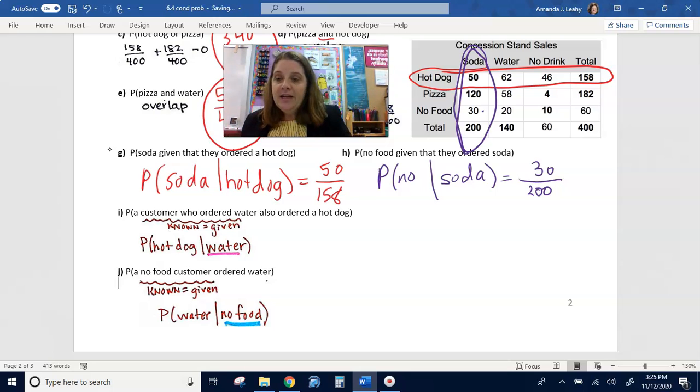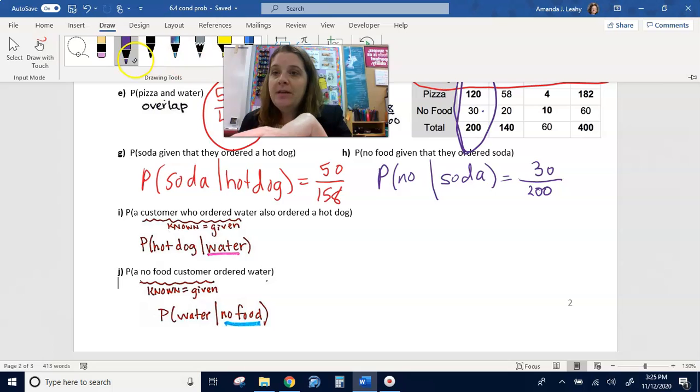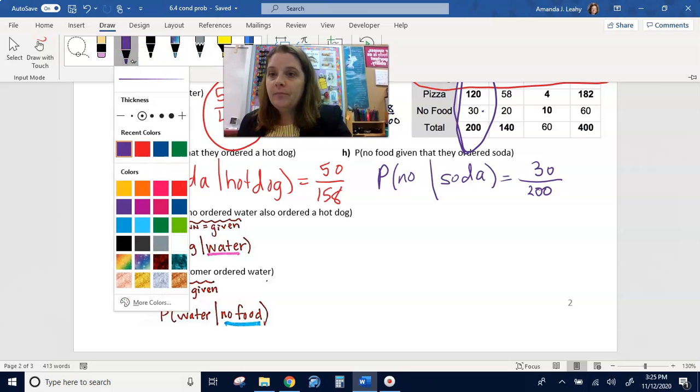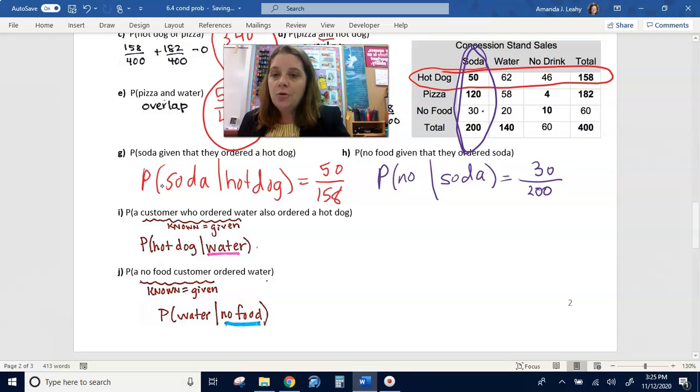Okay. The next one says a customer who ordered water also ordered a hot dog. All right, so again, it's not just any old customer. It's a customer who ordered water. So I want to be careful then. I want to be super careful because it says a customer who ordered water. That's what I know. That is what is given. Also ordered a hot dog.